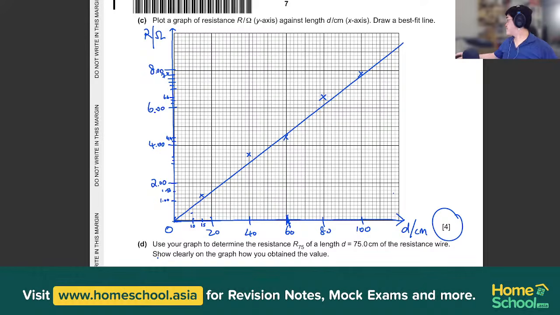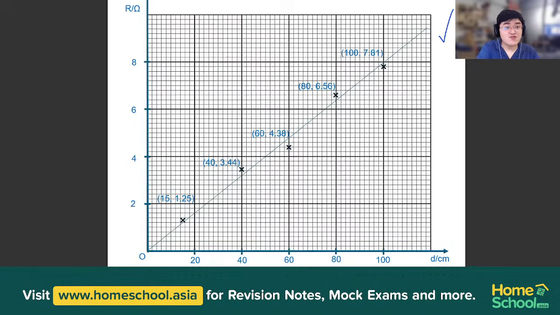Let's take a look at part D over here. Part D wants you to determine the resistance R75 of length D equal to 75 cm of the resistance wire. We are to show clearly on the graph how you obtain the value. Let's draw on the graph that we have already nicely done just now, over here.